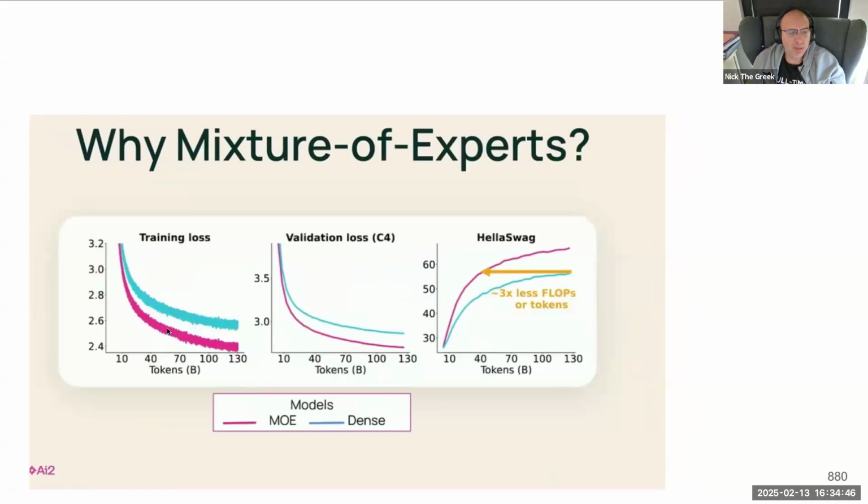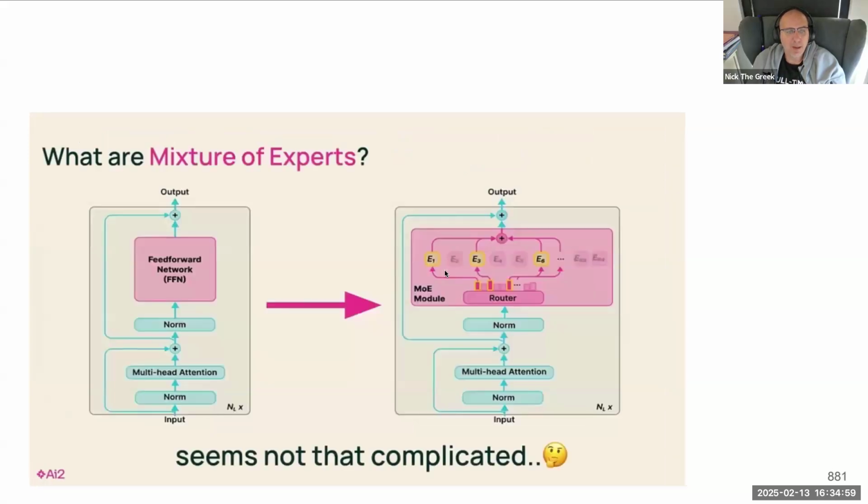As you can see, mixture of experts gives you better training loss, validation loss, and the biggest thing is that there's 3 times fewer FLOPs or tokens, and especially when you are doing inference, a much smaller portion of your network is active. And the idea is really simple. This is the layer that is costly, the feed-forward network, and you put a router that activates some smaller experts each time.